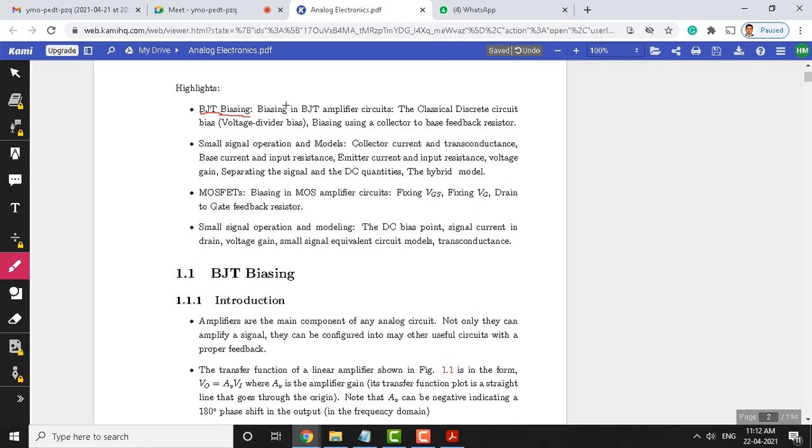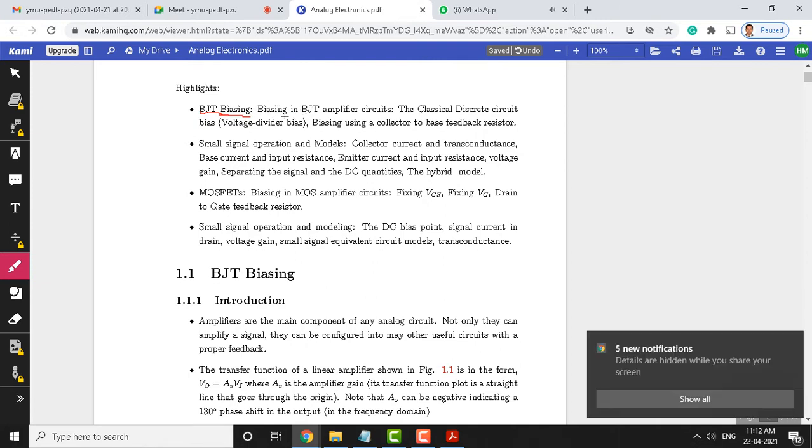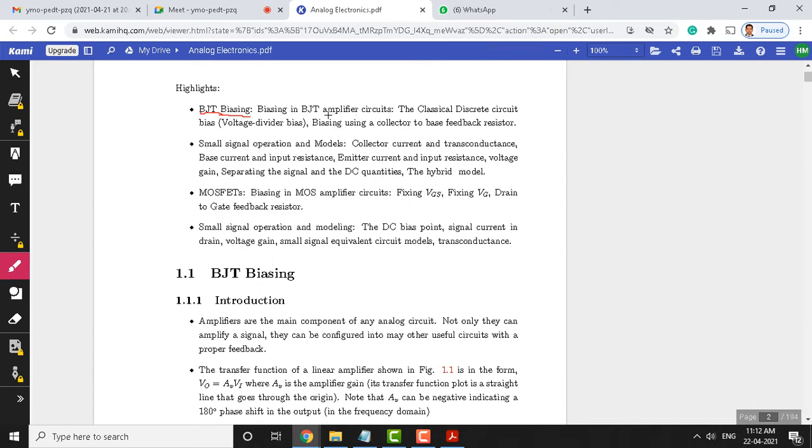We will take a sample biasing circuit and explain how exactly a biasing circuit looks, and what parameters you need to pay importance to. Those things we will discuss. Biasing is a sub circuit of the BJT amplifier circuit.